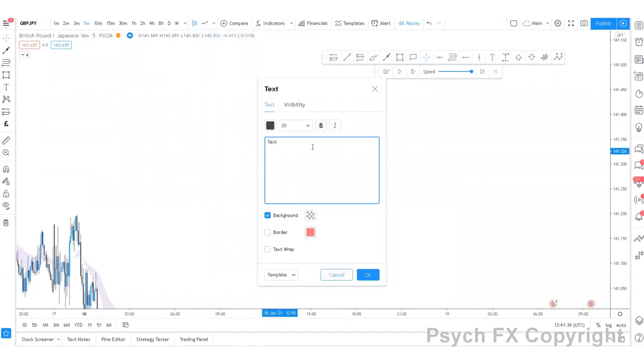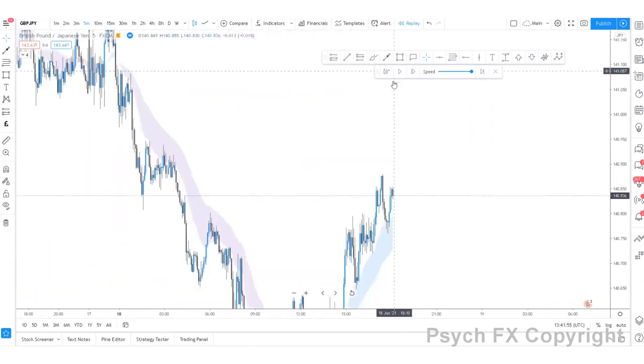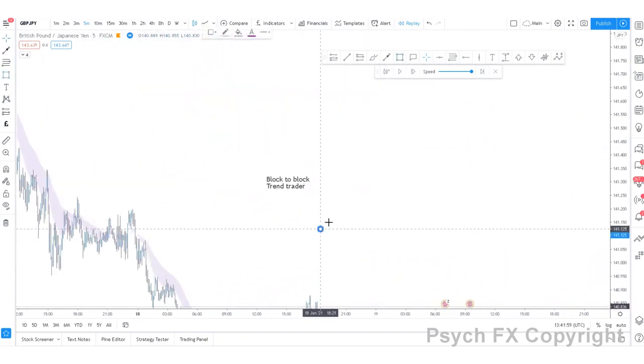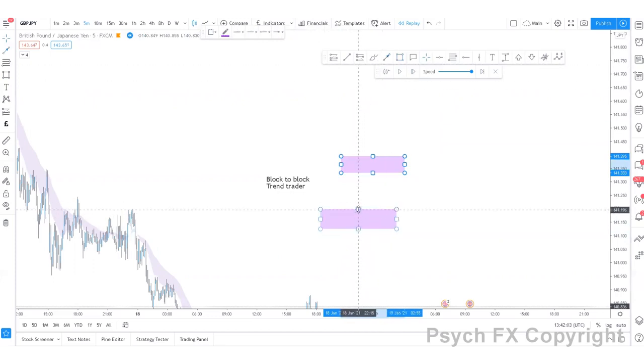Now, when it comes to targets, it's going to depend on the type of trader you are. There are two types: block to block, and the trend trader. The difference is that block to block basically uses supply and demand on its own, without any major directional bias, to judge where price is going. You're not too concerned about predicting a whole swing. You're just interested in a little move. If we've got a zone here and a zone here, you're just interested in the little move between these zones.